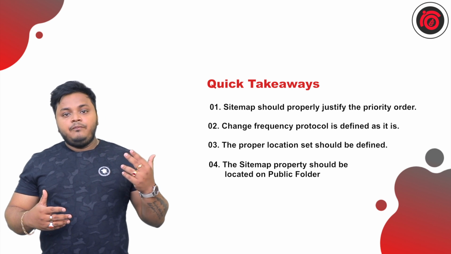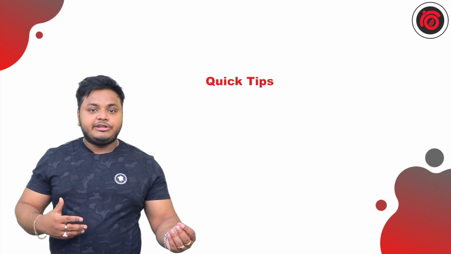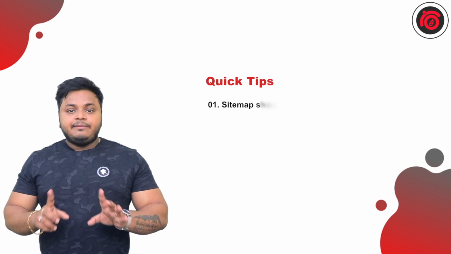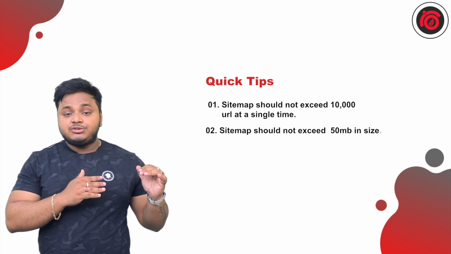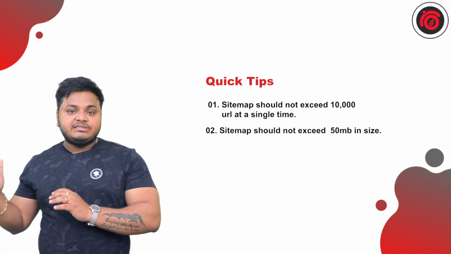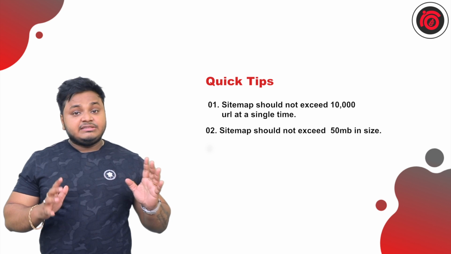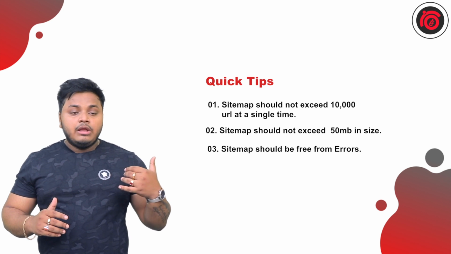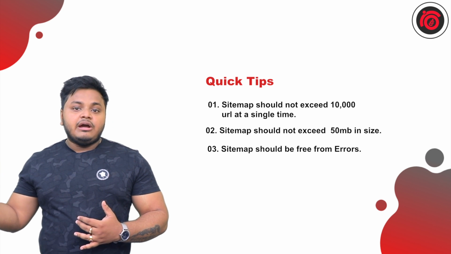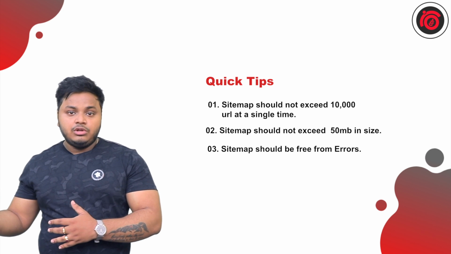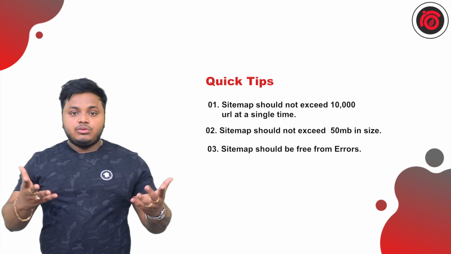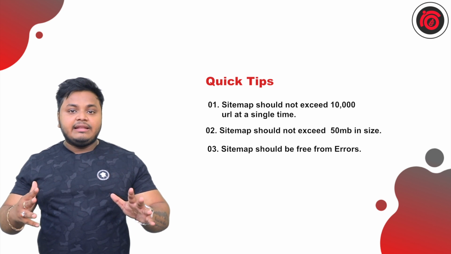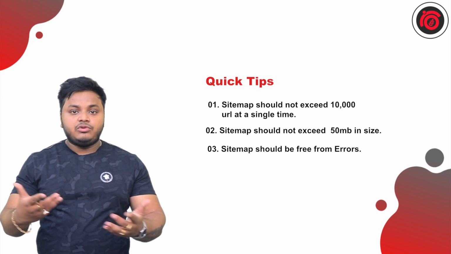And once again, a few quick tips. First thing, a sitemap should not exceed 10,000 URLs at a single time. Second thing, a sitemap should not exceed 50 MB in size. The third important thing is that the sitemap should be free from errors. Now, errors in sitemaps can be identified from Google Search Console, where you can understand how many errors and how many warnings there are, and that can be fixed by your technical SEO team.